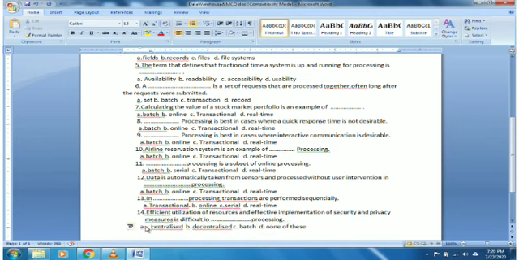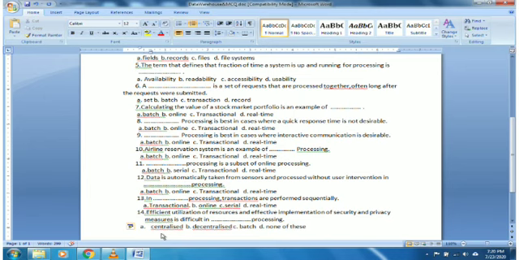So efficient utilization of resources means proper utilization. I am explaining it to you. What does this sentence mean? Proper utilization of resources and correct implementation of security and privacy measures will be difficult in which kind of processing? The types of processing are given as centralized, decentralized, batch, and none of these. You have to pick out which one is the correct one.